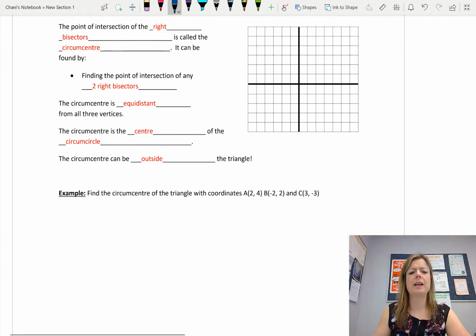Okay, so let's actually do the algebra then to find this circumcenter. So first, let's start by graphing the triangle. So 2, 4, okay, which is A. Okay, and then B is -2, 2.